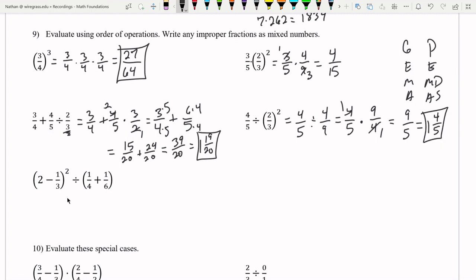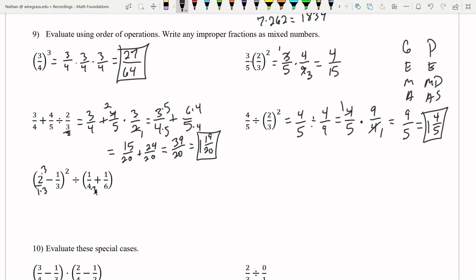Okay, now we have parentheses that I need to do first, and then I can do the exponent, and then I can do the division. So I need to do both of these things individually, so I'm going to do them at the same time. 2 over 1, I'm going to multiply this one by 3 over 3 to get common denominators, because I'm subtracting fractions. And here I'm adding fractions, and the least common denominator between 4 and 6, I could just do 4 times 6, right? That'd be 24. But 4 can go into 12, and 6 can go into 12. And that's the least common denominator.